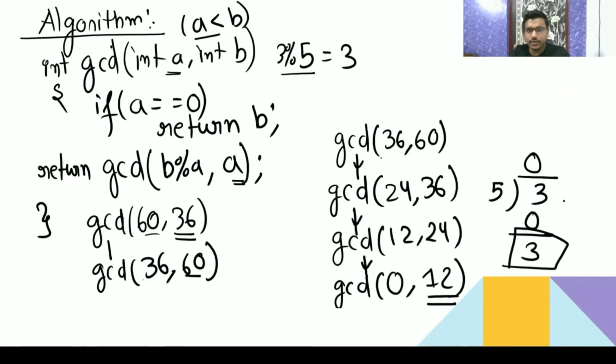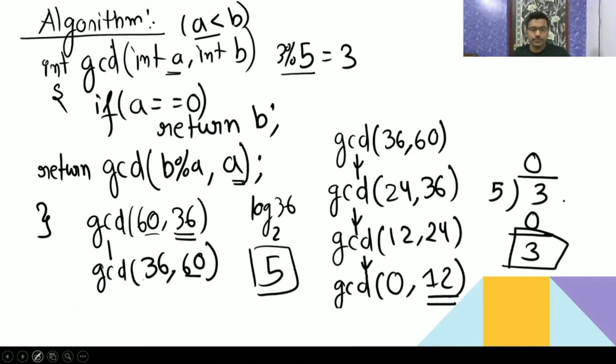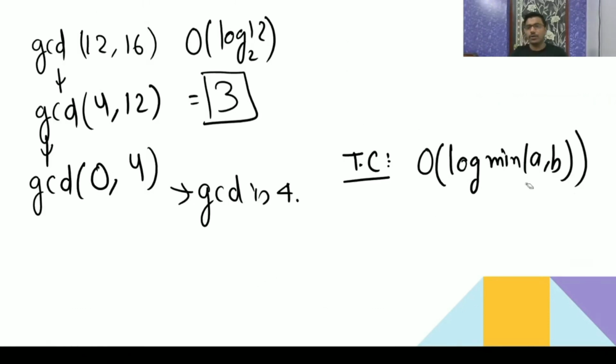Now in 36 and 60, again 36 is the smallest one. So log 36 base 2 is approximately 5. So the time complexity is going to be log of minimum of A comma B. Understood? Am I clear now?